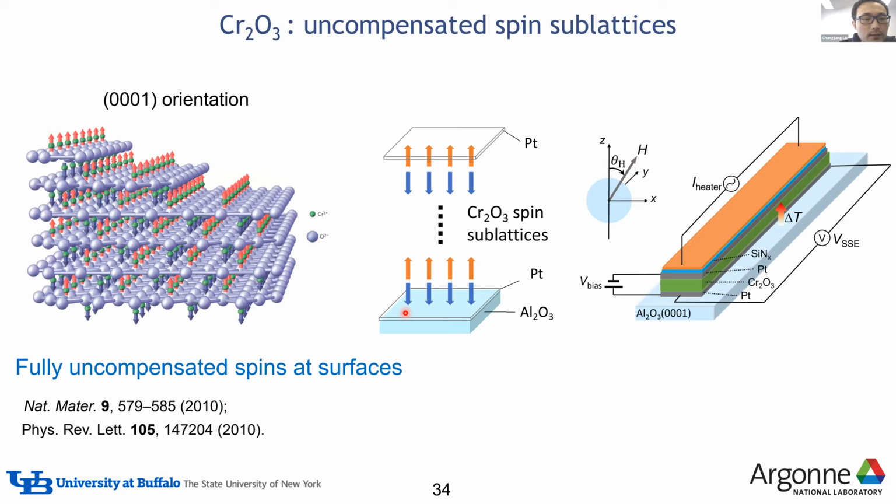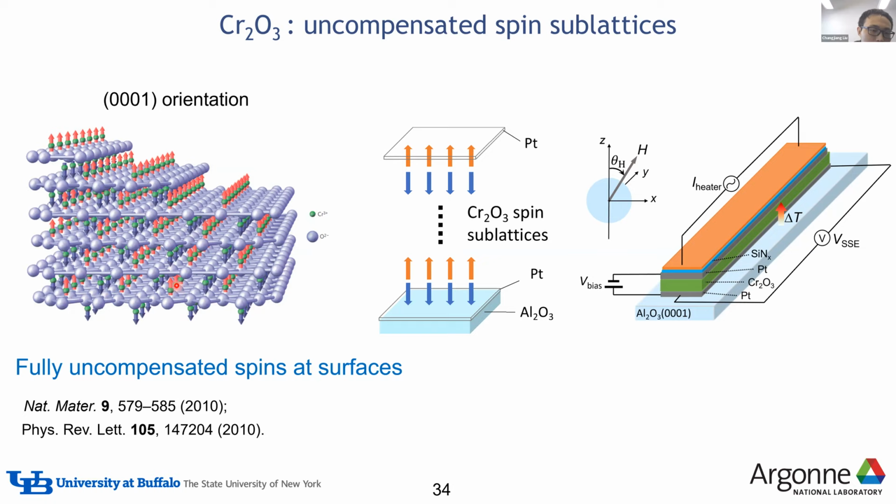So this is a description of the chromium oxide, which has some special lattice structure. So the chromium oxide I'm interested in is the 0001 orientation. So we can grow this material onto an aluminum oxide or sapphire substrate. So one interesting property is that in chromium oxide, the two unit cells, basically two anti-parallel spin lattices, during growth, are also grown as pairs. Basically, the spin down and the spin up are grown together.